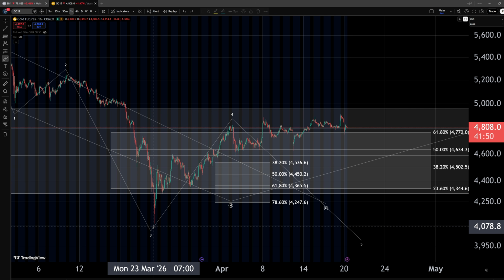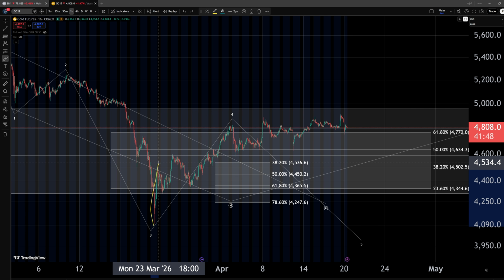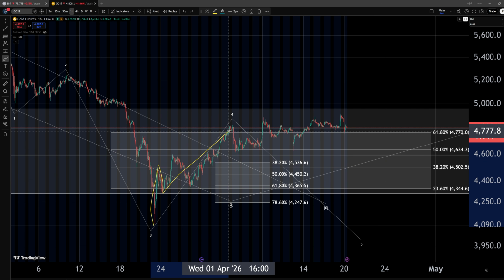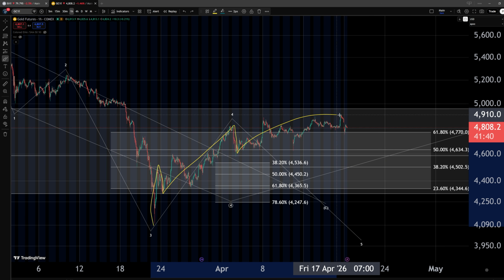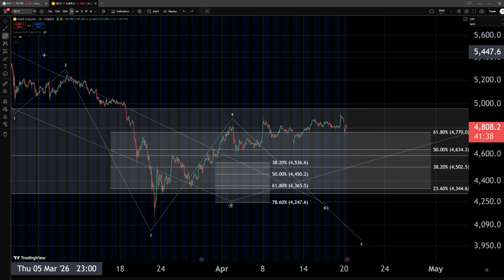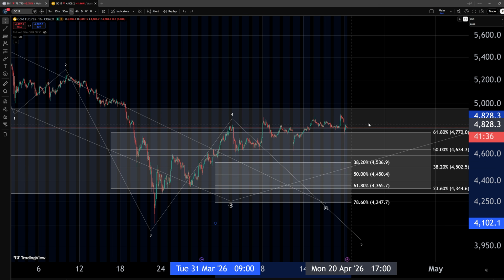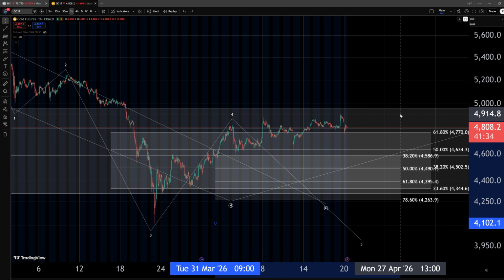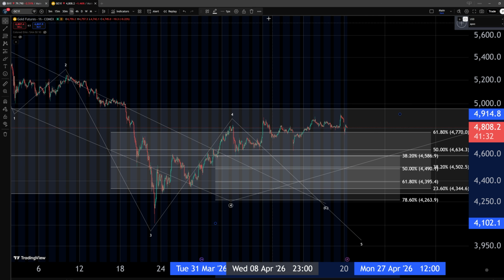Yeah, we would have to consider this to have been a wave 1 up, a wave 2 down, and this would work out as the wave 3 to the upside. This would be the wave 4, and this would work out as the wave 5. Technically, we can adjust the area of support for a trade setup for this structure.